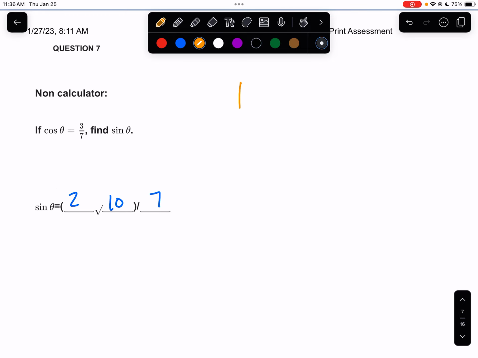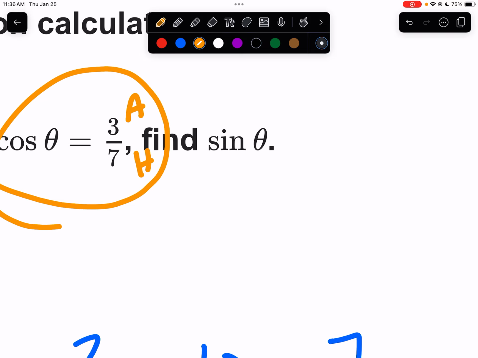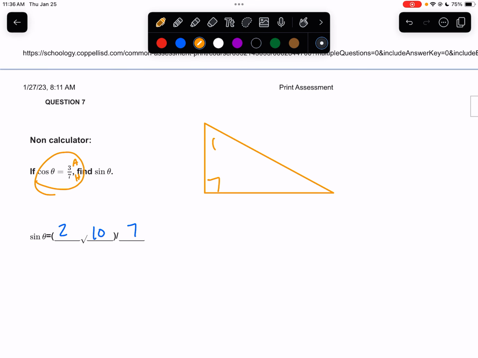Non-calculator, they gave us instructions on how to make a triangle. We have a right angle. It's going to be a right triangle. Cosine is always adjacent over hypotenuse. It doesn't matter which angle we call theta. I'm going to call this one theta. That means the adjacent leg would be 3 and the hypotenuse would be 7.